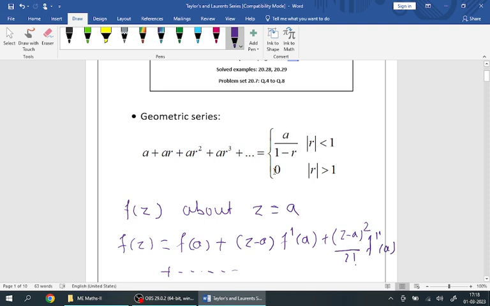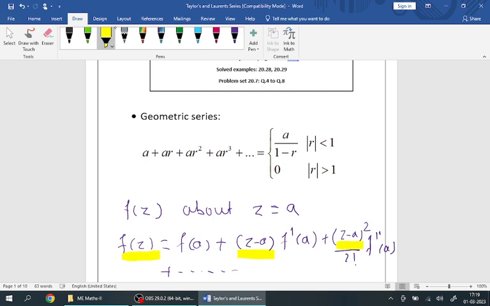Whenever we write any function f of z in the powers of, say, z minus a, we say that it is a Taylor series of f of z about the point z equal to a. You will note here the powers of z minus a are positive, like z minus a raised to 1, 2, 3. It is known as a Laurent series when at least one negative power of z minus a appears.